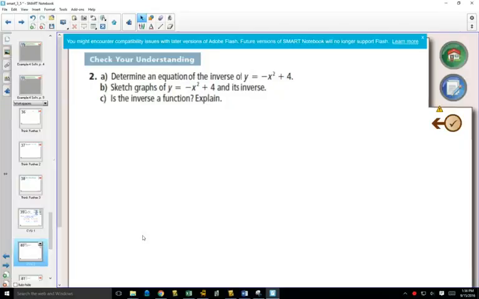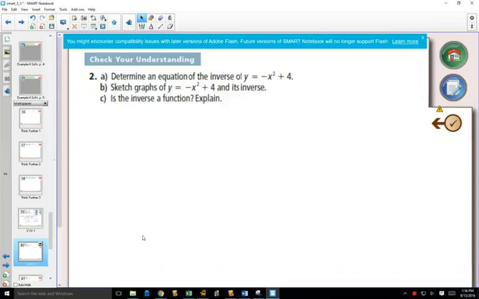Determine an equation of the inverse of that. Sketch it and its inverse, and then it asks again if the inverse is a function. So, one thing to be careful of is the language. When it just says inverse, it can be a function or not. Whenever it says inverse function, it has to be a function.